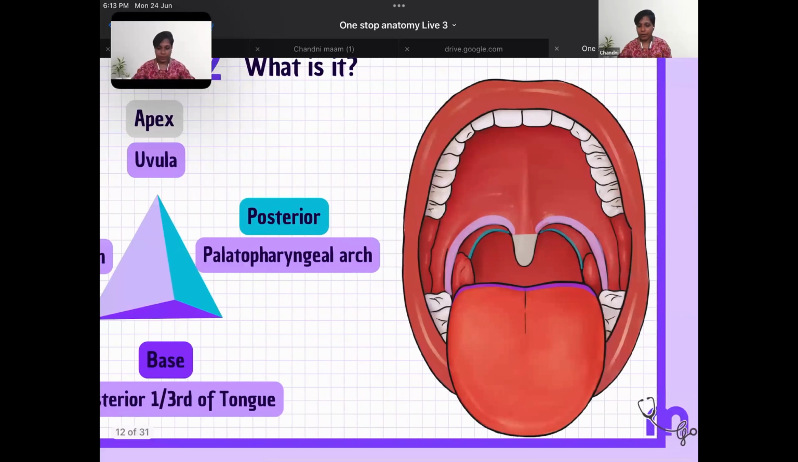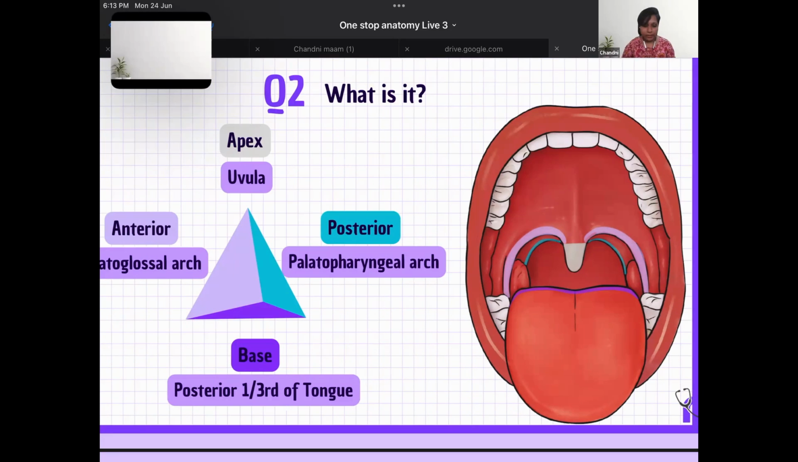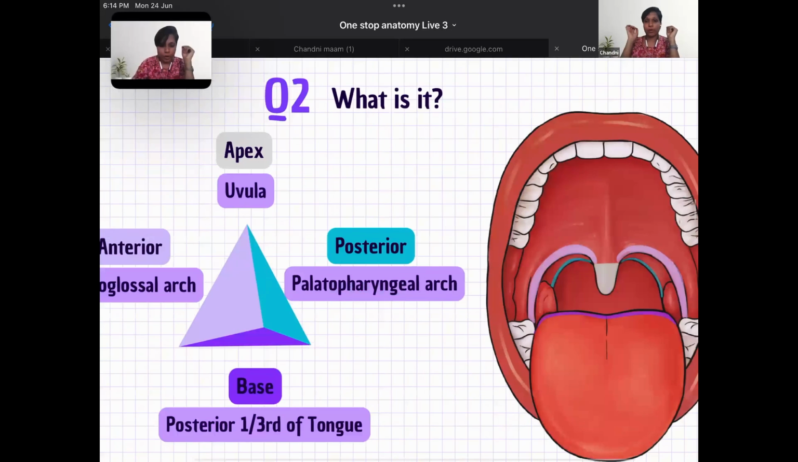Now, if you look at this picture, this is where I'm telling you, the title says what is it, but actually I'm talking about where it is. In my previous class, I told you it is sitting in its own little cozy home, a triangular home called the tonsillar fossa. If it is triangular, it has to have three borders, or you can say two borders, an apex and a base.